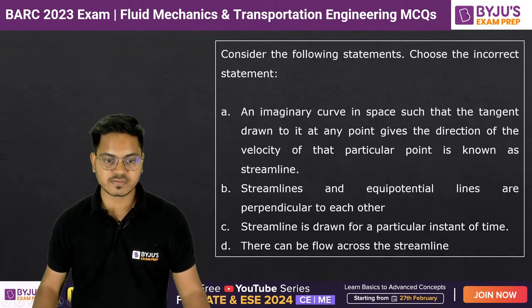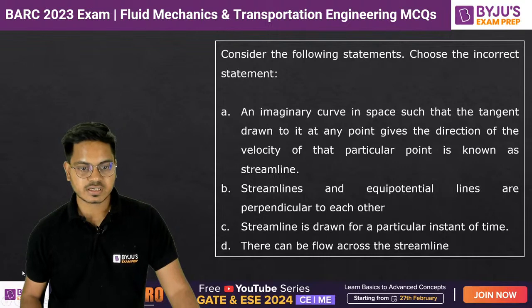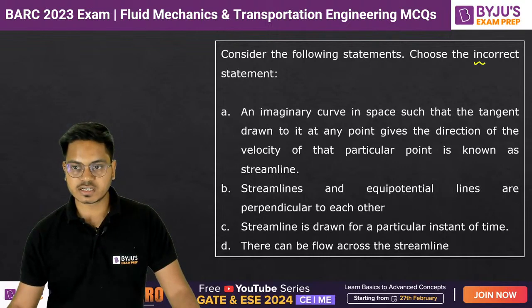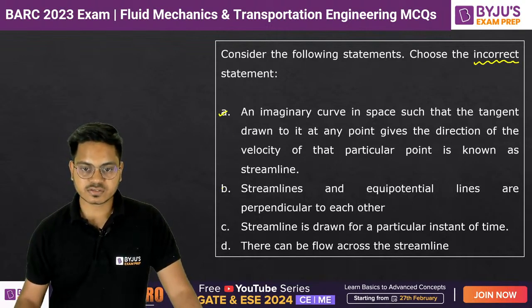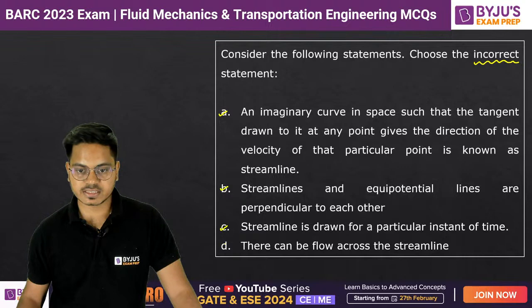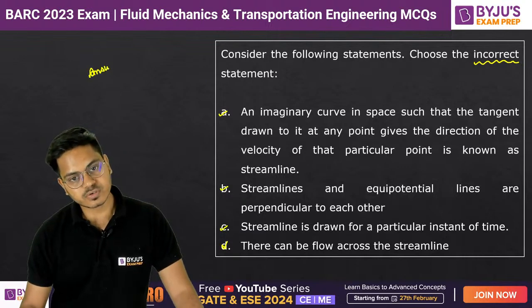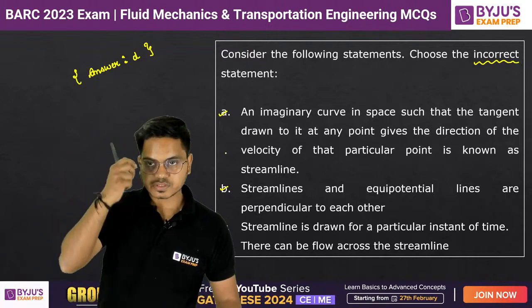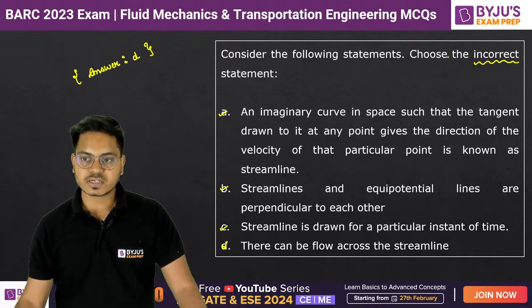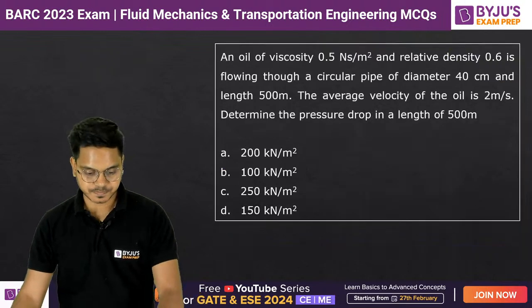We need to see this very carefully. They are asking us to tell the incorrect statement. I think this is correct, this is also correct, this is also correct, and this one is incorrect. So the answer is going to be option D. Option C is correct, right? We need to answer the incorrect option.